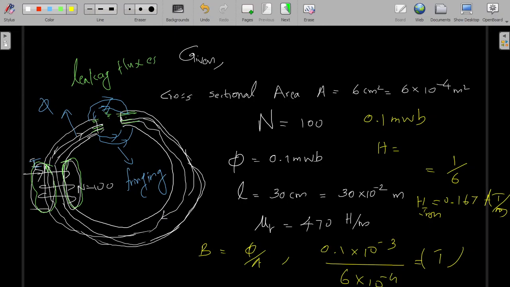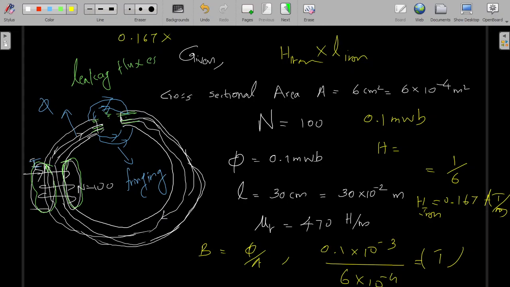Now if you want to find out the mmf drop in this iron part, then what you have to do is multiply this H iron simply by the length of the iron core, L iron. That means 0.167 into length.